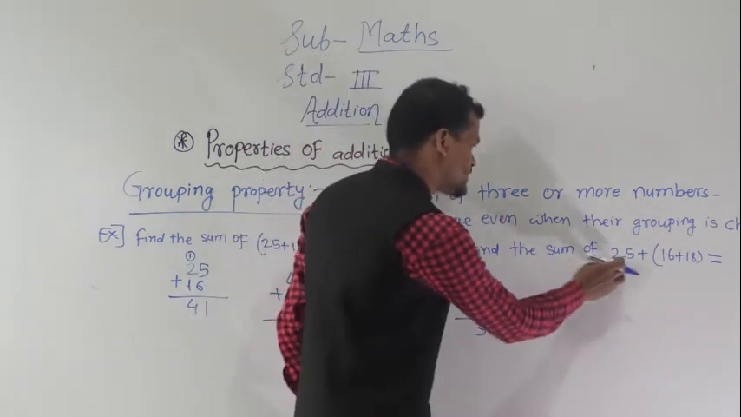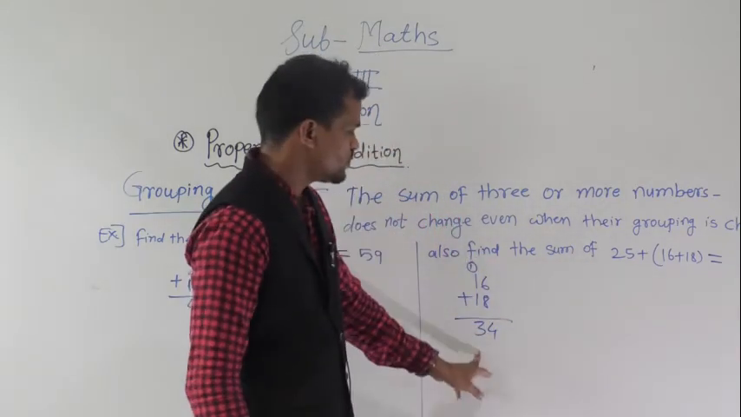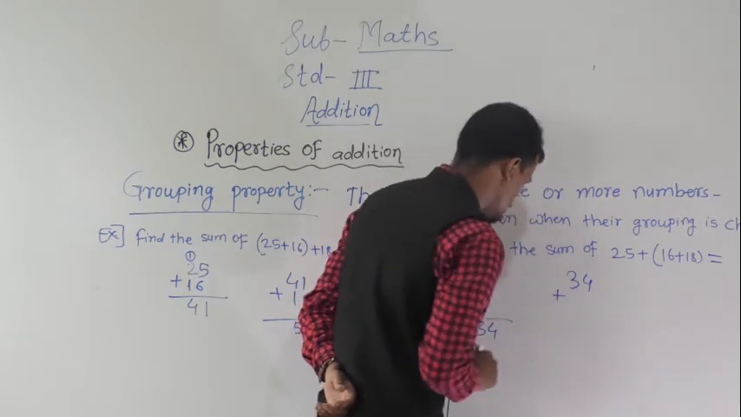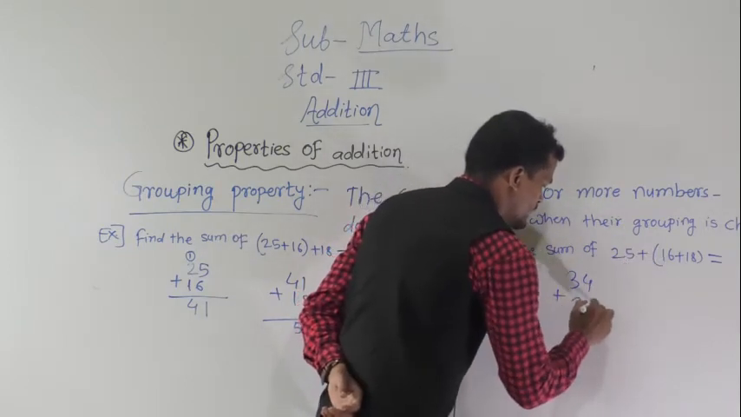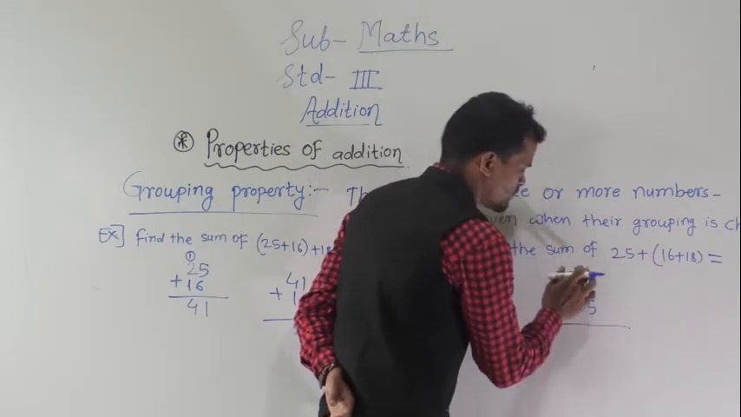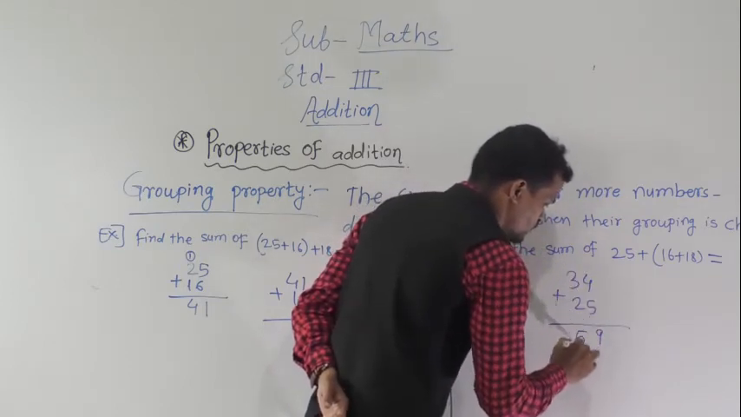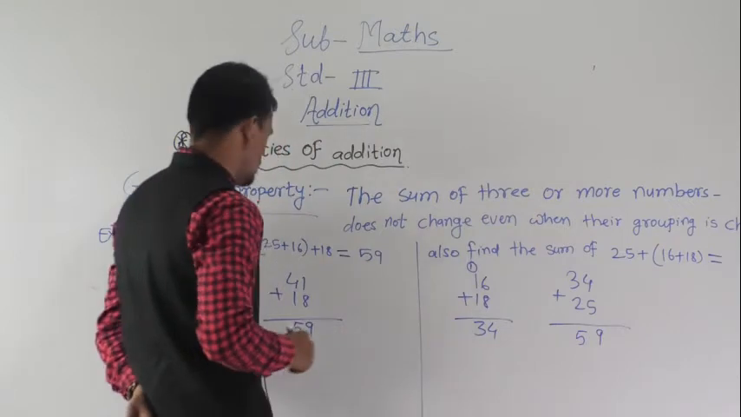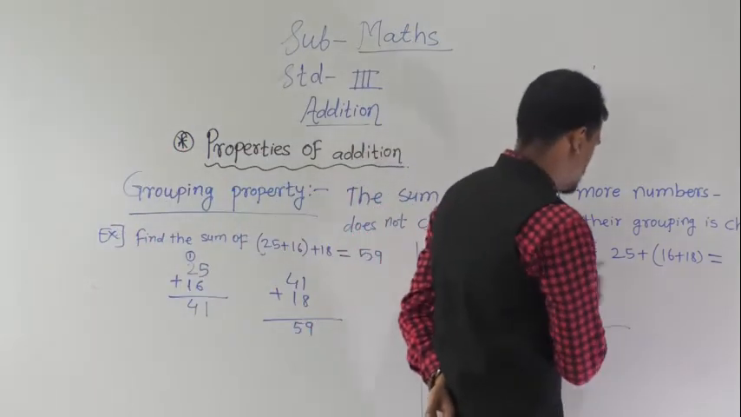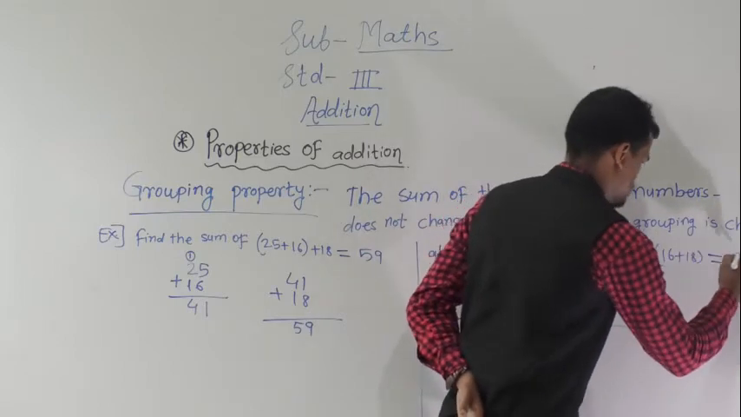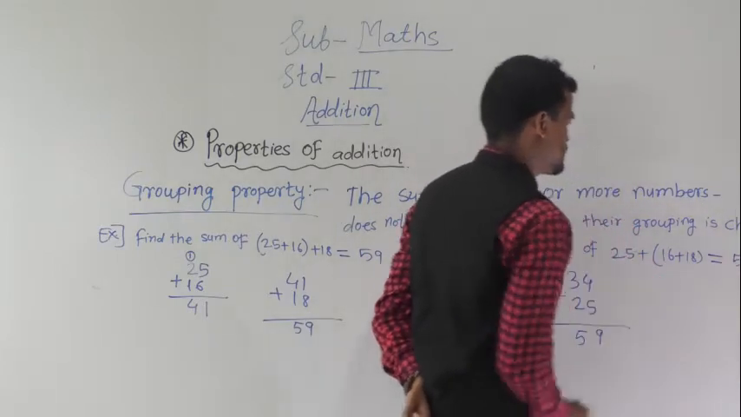Now add this 25 to 34. Next step, 34 plus 25. So 4 plus 5 is 9, 3 plus 2 is 5. We can see here 59 is the sum of 25 plus 16 plus 18. Here also the sum is 59.